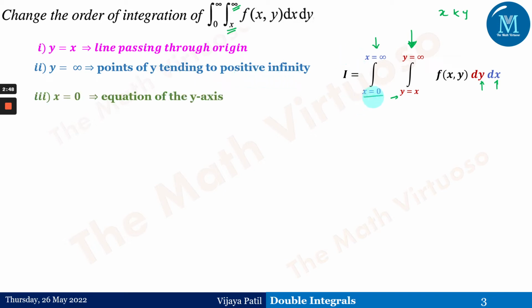The third one is x is equal to 0. Now x is equal to 0 is nothing but the equation of the y axis. The fourth curve is x is equal to infinity, which is the points of x tending to positive infinity.